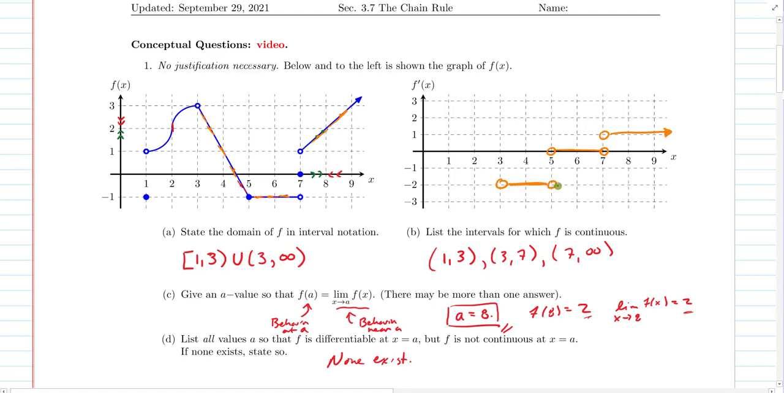We don't include this endpoint because it's a corner, and we wouldn't include this endpoint either because there's this drastic shift in the graph. Okay? But it's not defined there, so it doesn't really matter. Okay, continuing on. We're now going to sketch the derivative between x equals 1 and x equals 3. And there's going to be something interesting that happens there.